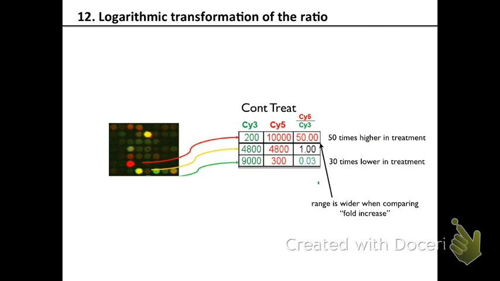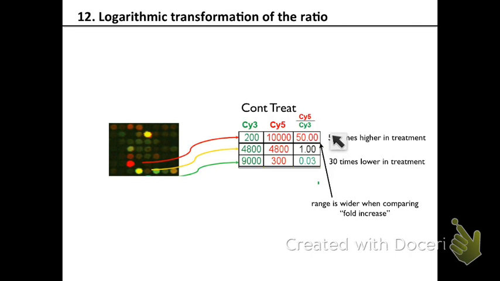All right. So one thing that you might notice here is that when you take a ratio of a higher number divided by a smaller number, you get numbers that are high, so that's going to be 50. But if you take a ratio of a small number to a bigger number, your ratios are going to be all squished between 0 and 1, right? The other numbers are going to be very, very high. All the smaller numbers are going to be squished. So the range is going to look wider when comparing fold increase.